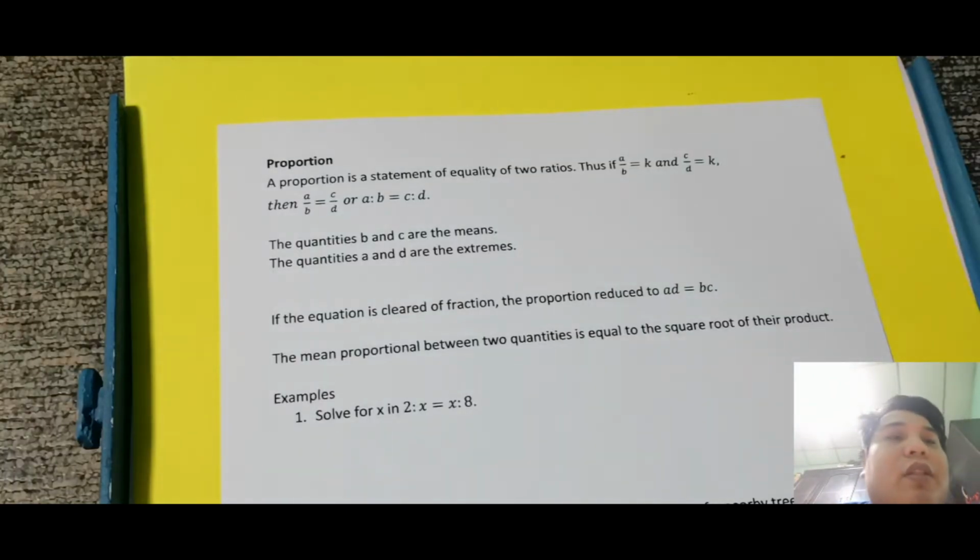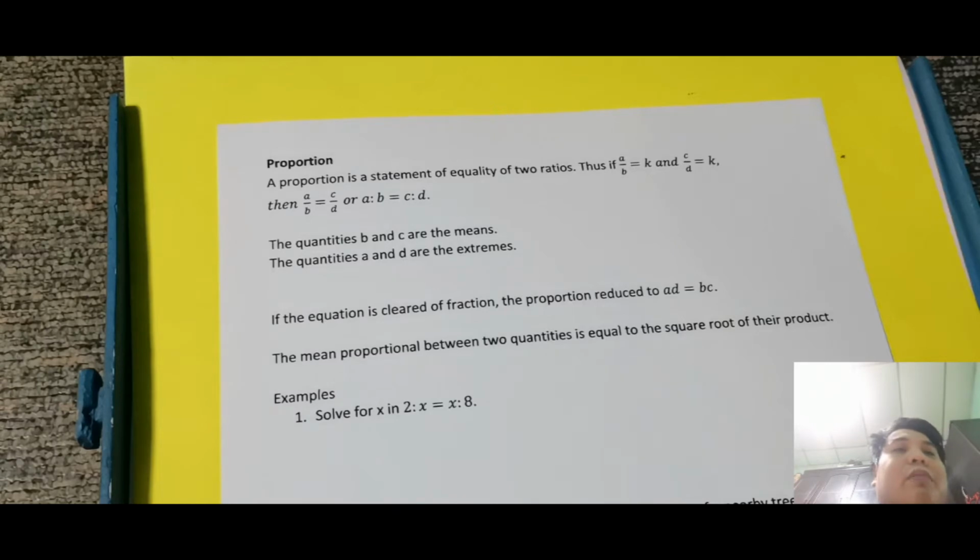Okay, so next is about proportion. After ratio is proportion agad. Again, ratio is nagre-refer lang sa relationship ng dalawa. Next, a proportion is a statement of equality of two ratios. Meaning, pag in-equate ko yung dalawang ratio, ang tawag sa kanila is proportion.